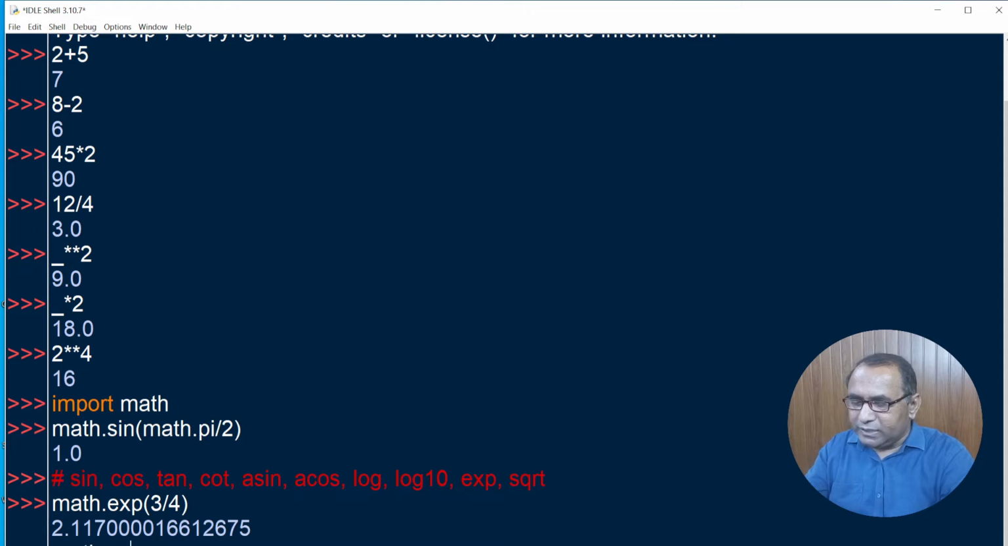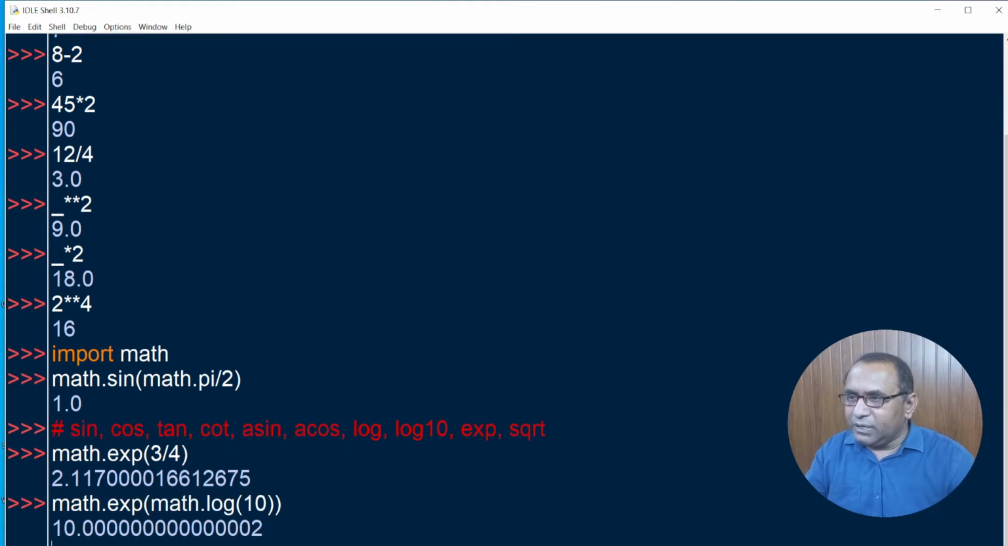If you want to calculate math dot exp of math dot log, and this is 10, when you press enter, you see, the exponential and logarithm functions both cancel each other, and you can see the result is equal to the same value of x.